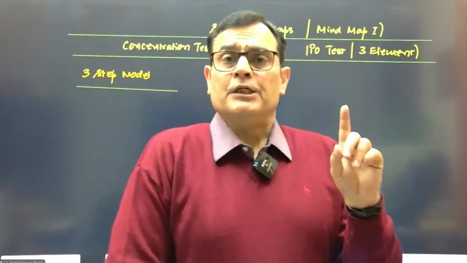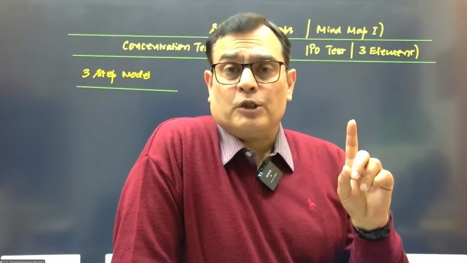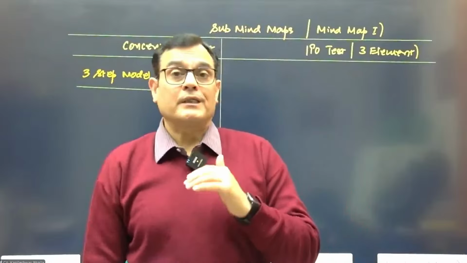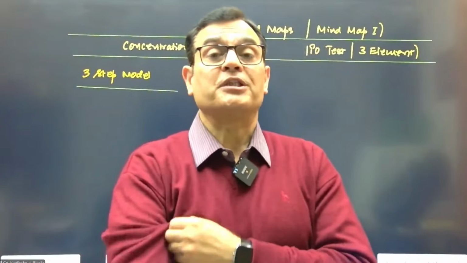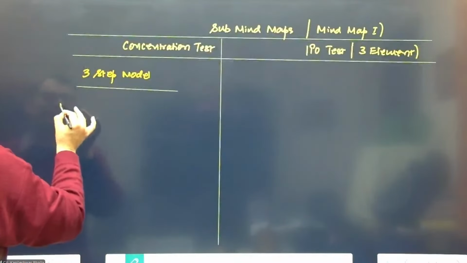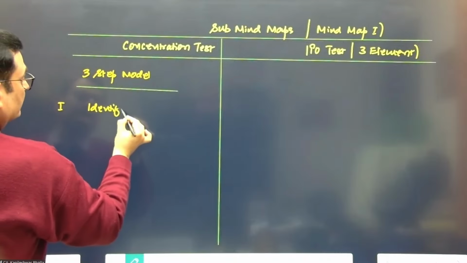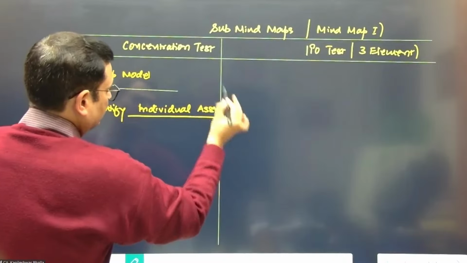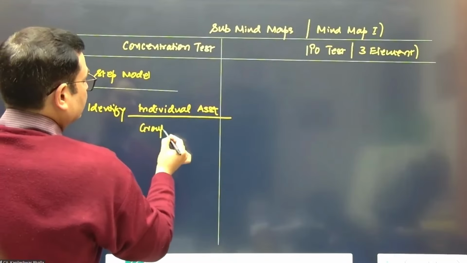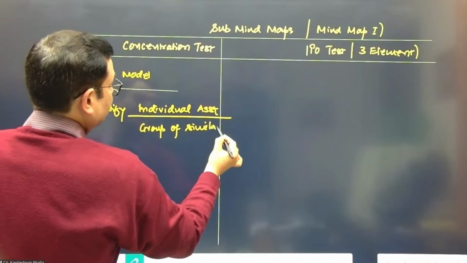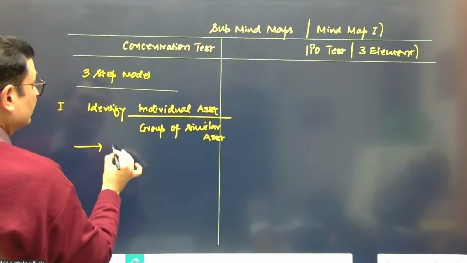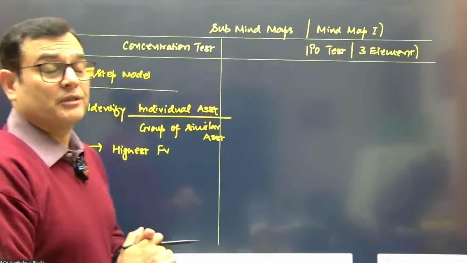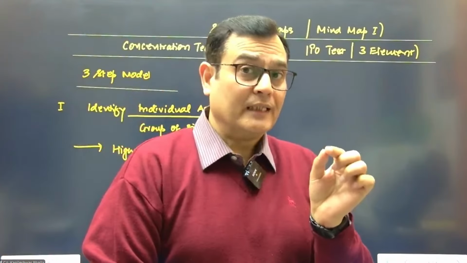Number one, you need to first of all identify the individual asset or maybe a group of assets which are similar, which has got the largest fair value. And then you need to thereafter calculate what is called the gross purchase consideration. So in step number one, you need to identify the individual asset, or the group of similar assets, which has got the highest, largest fair value. Identify that.